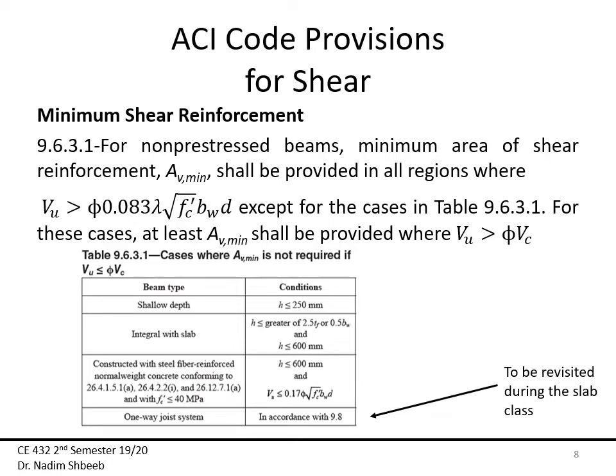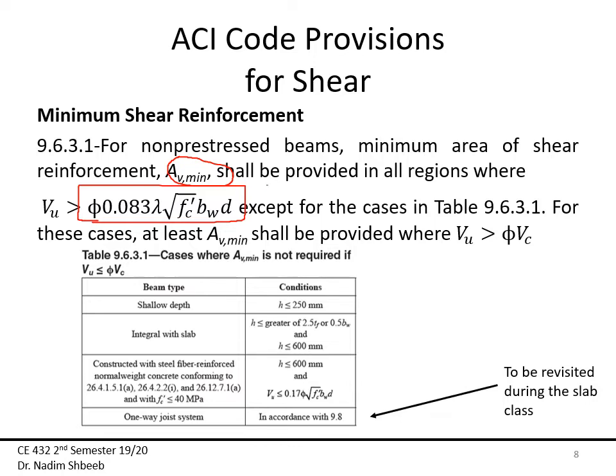Now we are going to talk about minimum shear reinforcement. What we covered so far up to this point is when V ultimate is more than phi Vc. So what happens now if V ultimate is less than phi Vc but larger than 5.083 lambda square root f'c b web d, then I have to provide a minimum area of shear reinforcement, except for the cases in this table right here, and I'm going to get to that.